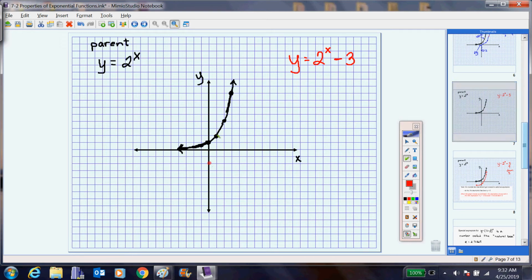All we have to do is count down 3 for all the points. 1, 2, 3. 1, 2, 3. And then 1, 2, 3. We like this one because it's easy. It's not stretched or compressed.